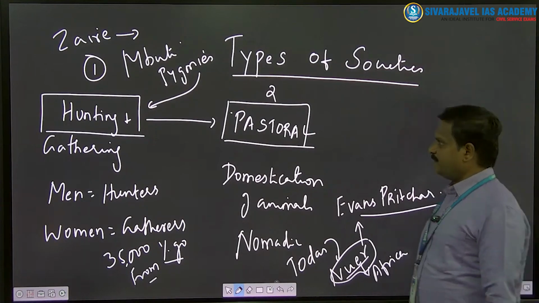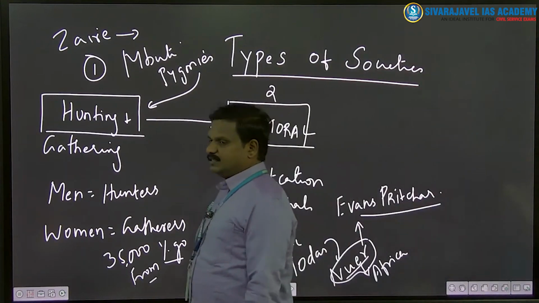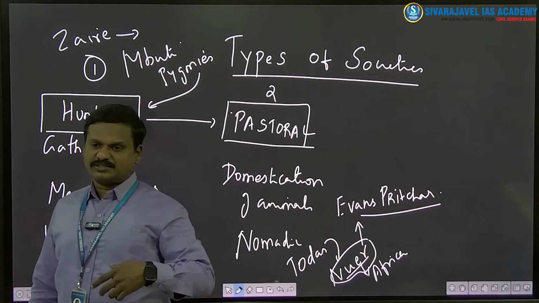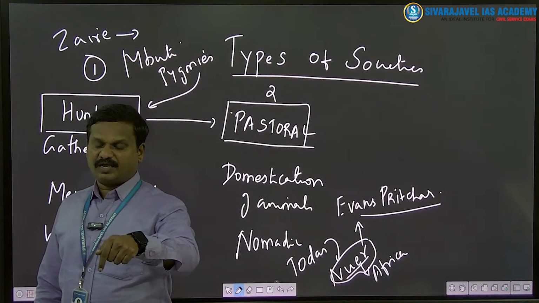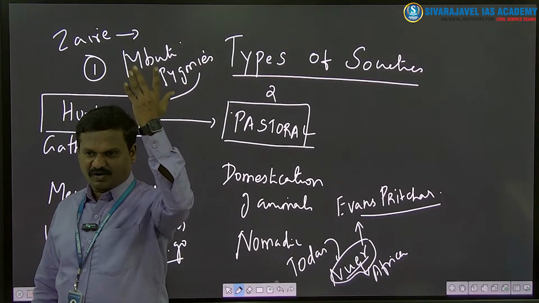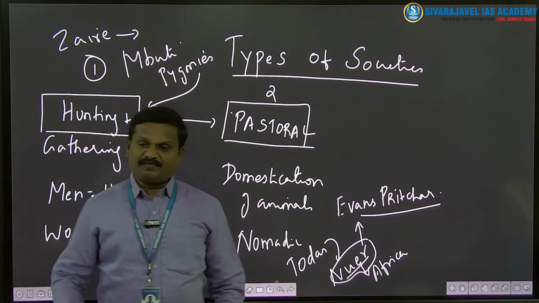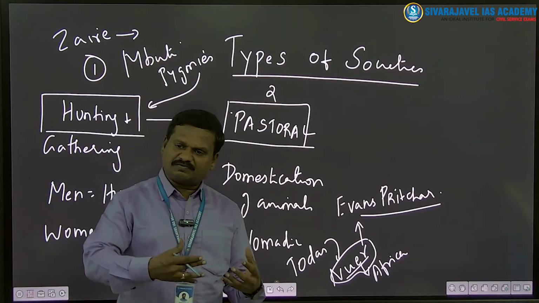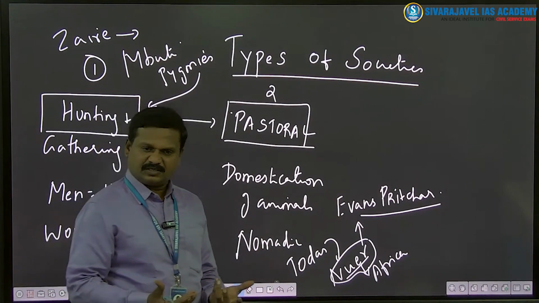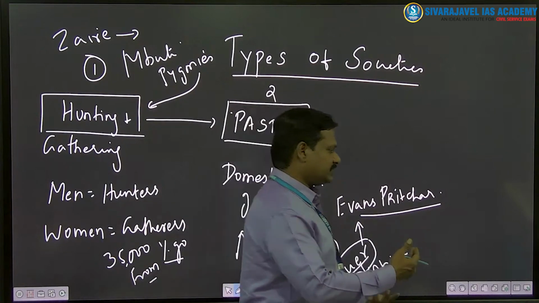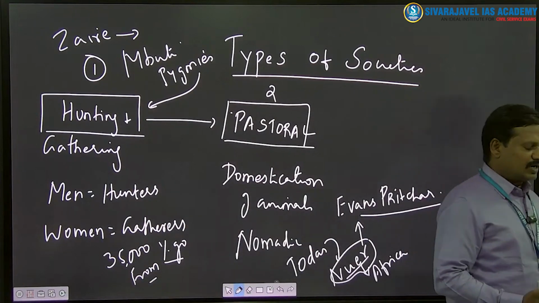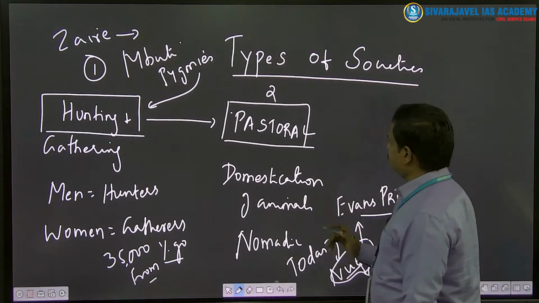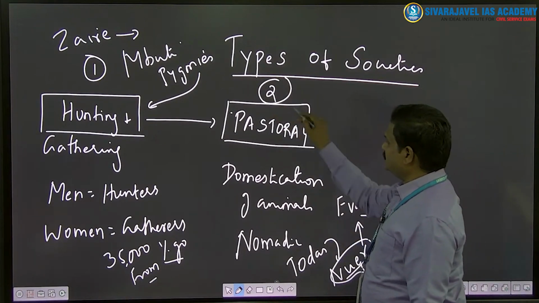In fact, compared to hunters and gatherers, these pastoralists will travel a very long distance. Because they have cattle, they can sit on the cattle and travel a long distance. And when they are moving from one place to another, they will definitely come into contact with many cultural groups and many new groups of people. So this is the second type of society, the pastoral society.